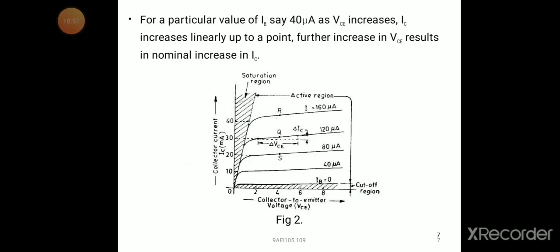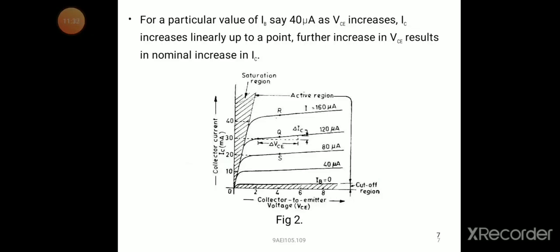We need to have a microammeter on the input side. In the input characteristics we used the milliammeter, but now we need to use the microammeter. We need to keep that in mind, otherwise we don't get any reading. So slowly increasing, initially the IB value is 0, and then we get the characteristic curve.